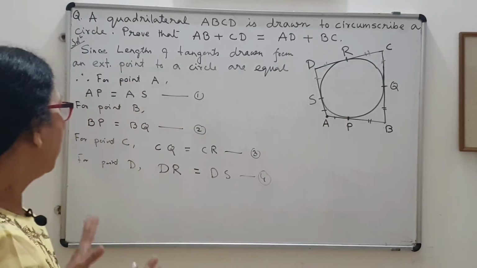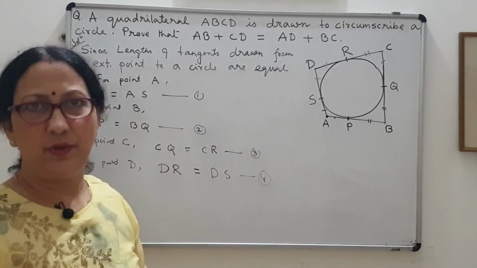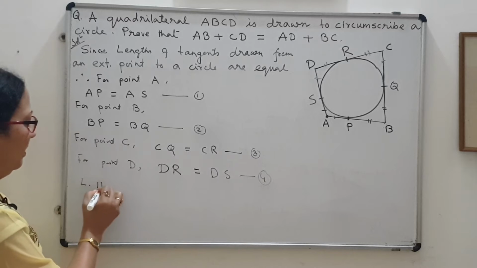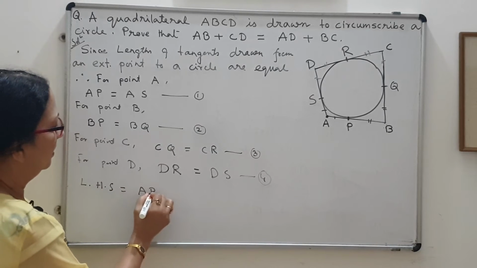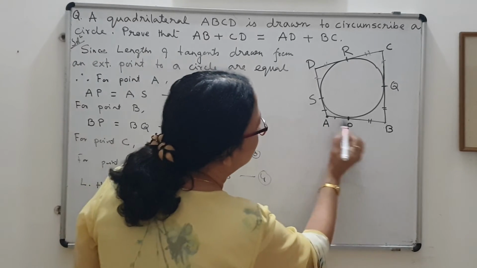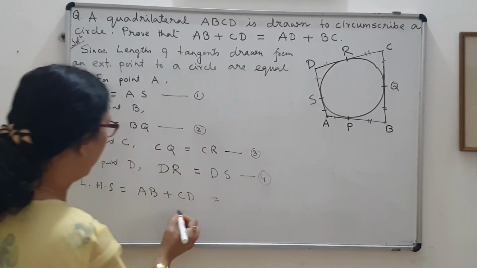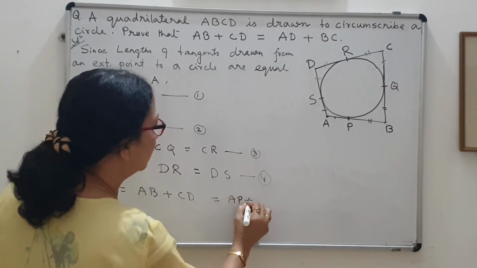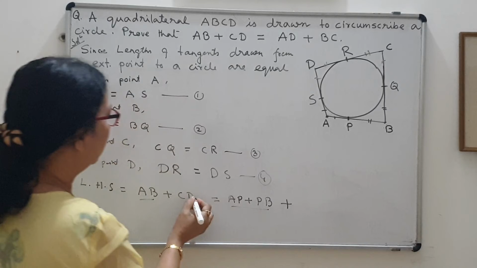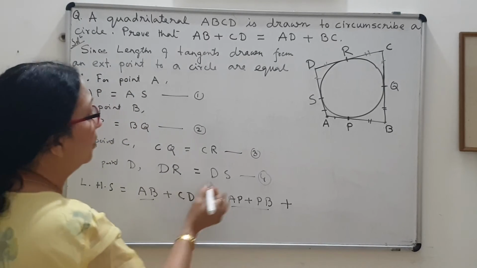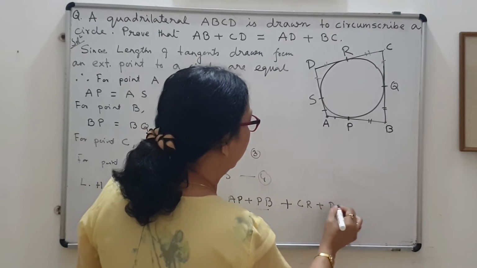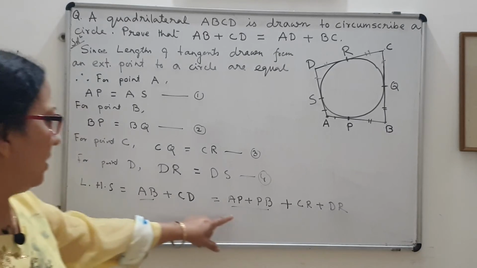Now we have to make use of these 4 equations to get the result. So let me start with the left hand side. The left hand side is your AB plus CD. Now AB can be split, because AB can be written as AP plus PB. So I will be writing in this way, AP plus PB. Then plus CD. Similarly, CD can be written as CR plus DR. So we have expressed AB plus CD in this form.